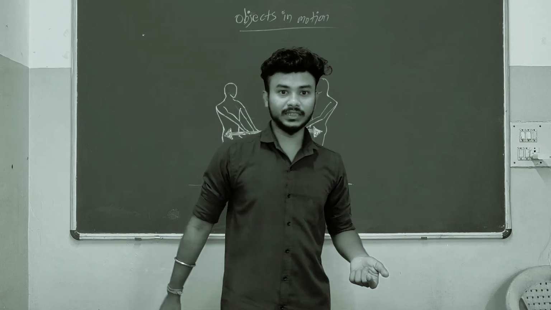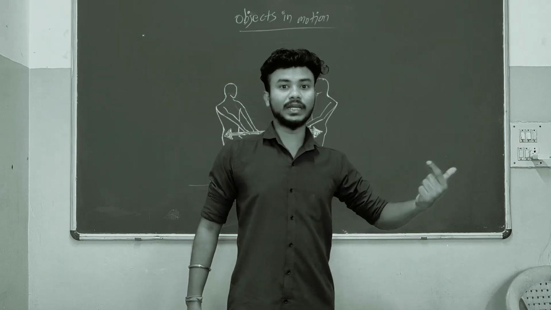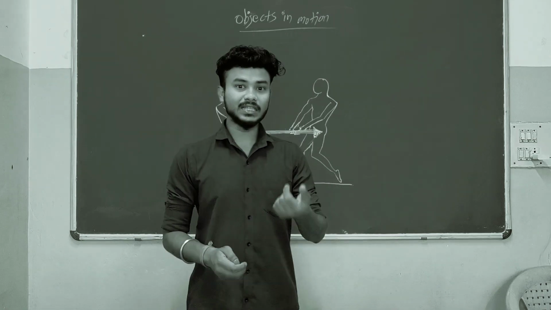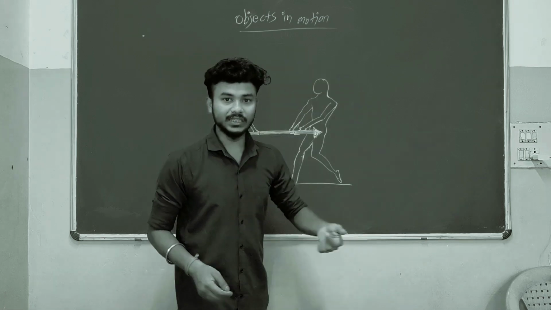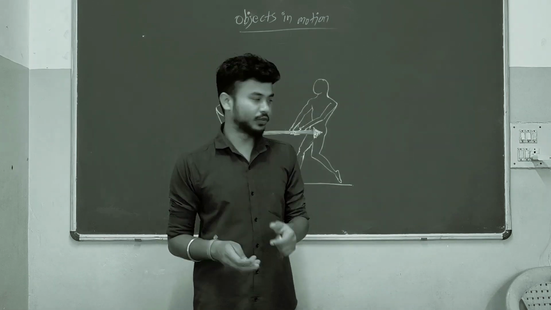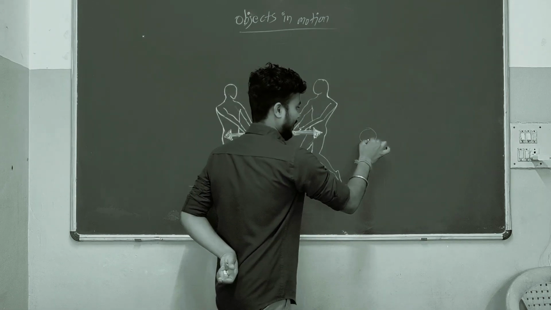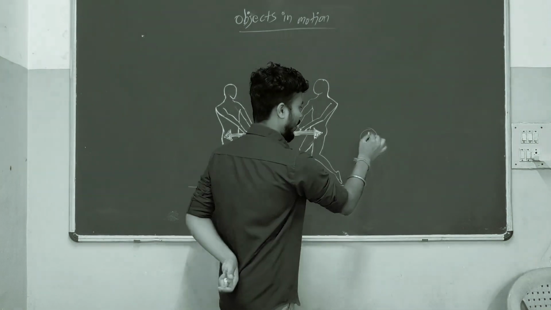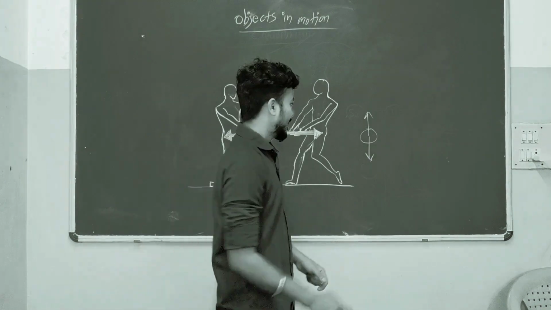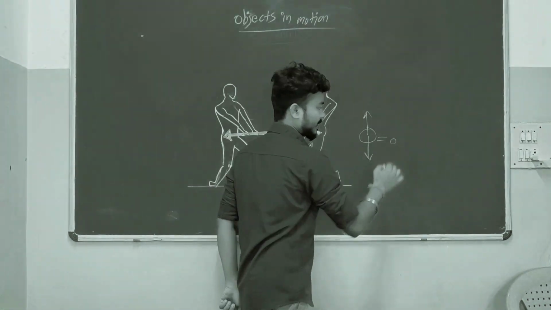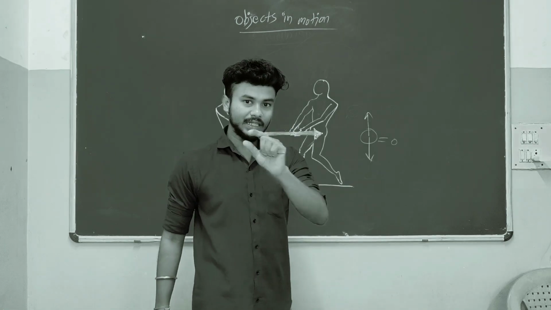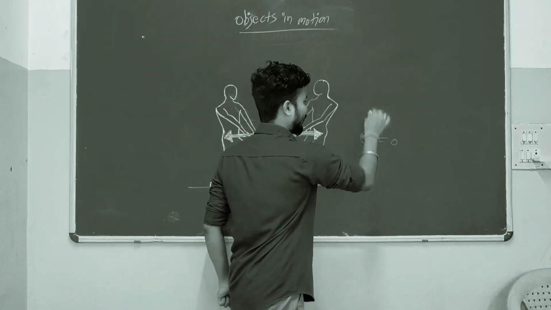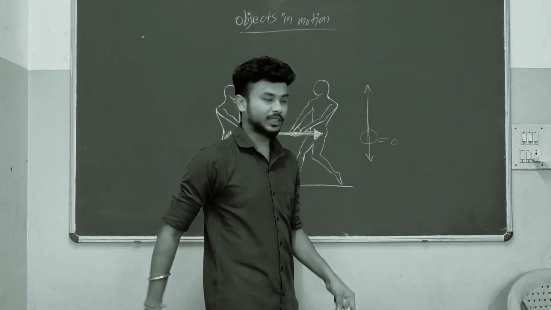What if one force is more than the other? That is nothing but objects in motion. Suppose one object has one force acting downward and one force acting upward. If the sum of these two forces is zero, the object will be in equilibrium. What if one force is more?